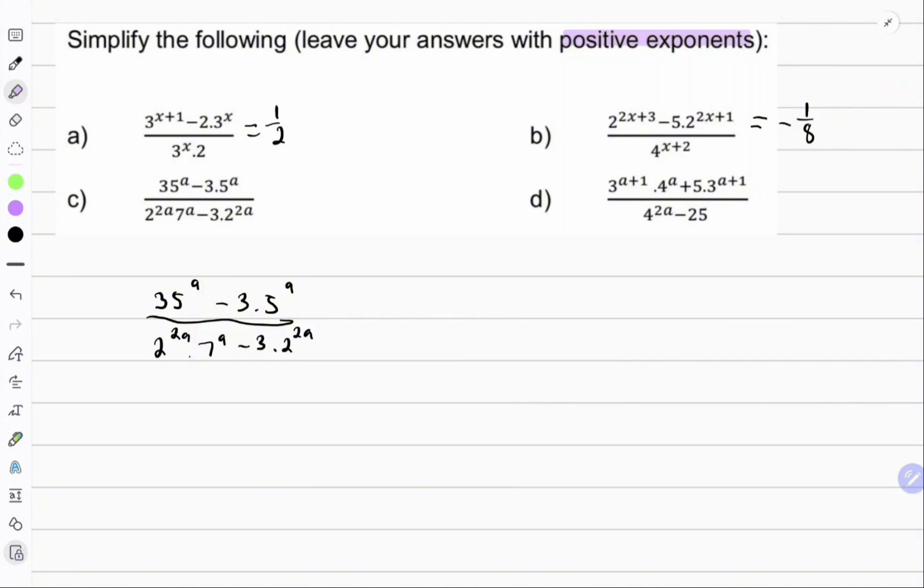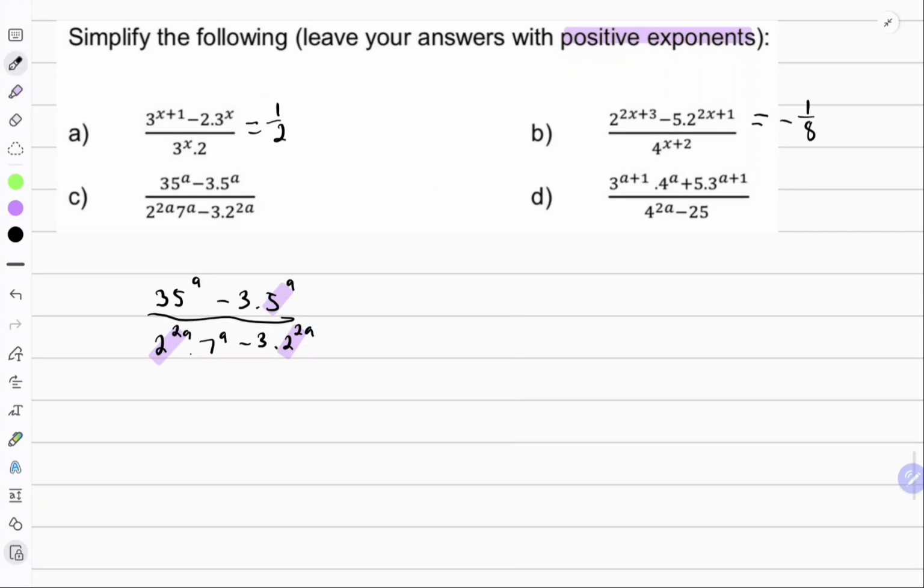So when you analyze the numerator and the denominator, you can see you've got a base of 5 here. So we need to find a way to manipulate 35 so that we can have a base of 5. Here we have a base of 2 and a base of 2, so that can be factored out. So let's see how we can manipulate 35.